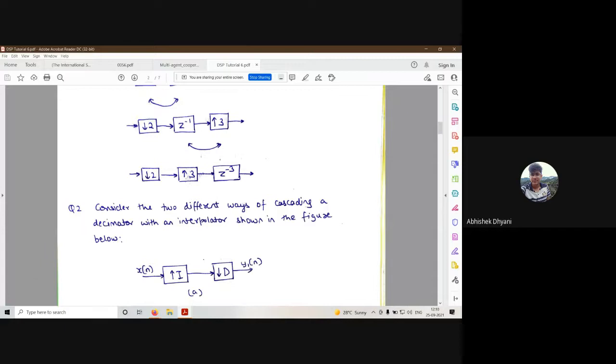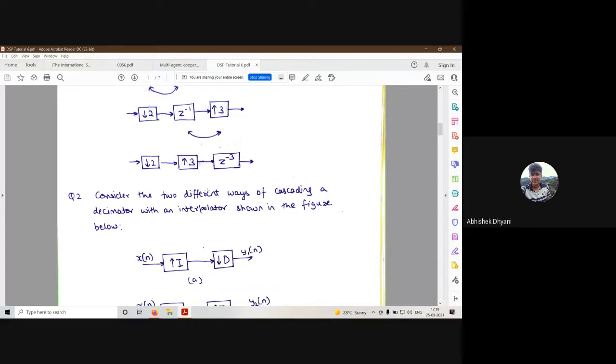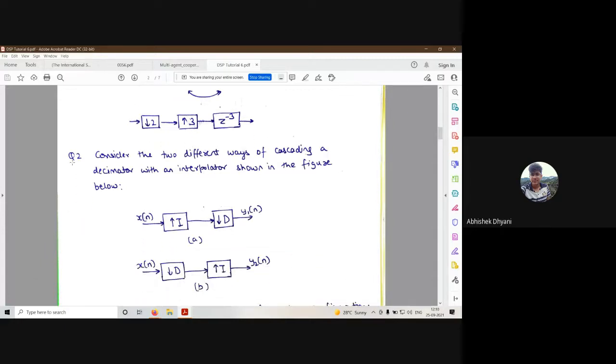Okay, in the second part, we have been given this system. This is the second question. We have been given two different ways with which we can cascade a decimator, with a value of D, and an interpolator, which has a value of I. There are two ways in which we can arrange them in a cascaded manner, either by A or by B. In A, we have the interpolator first, and in B, we have the decimator first.